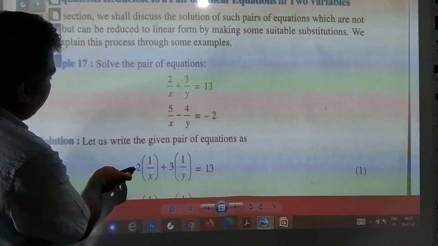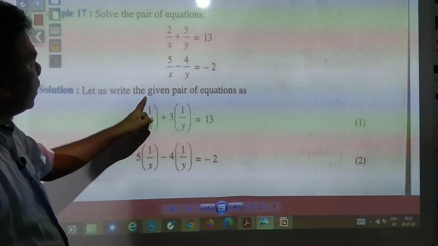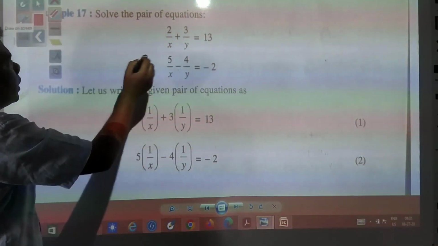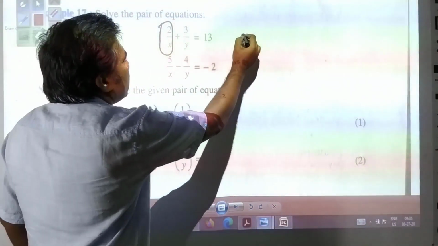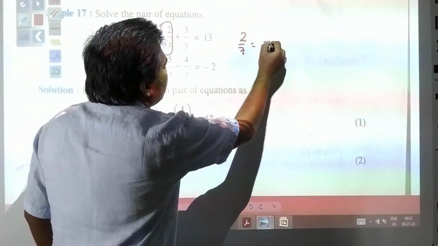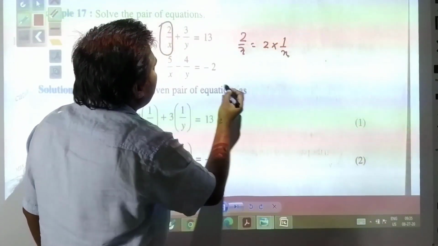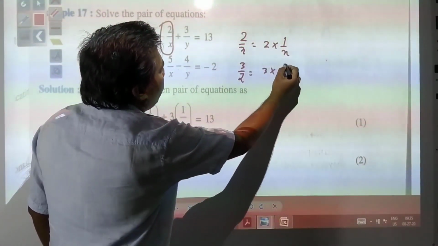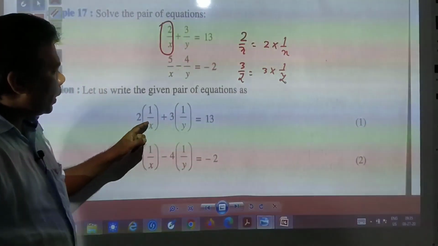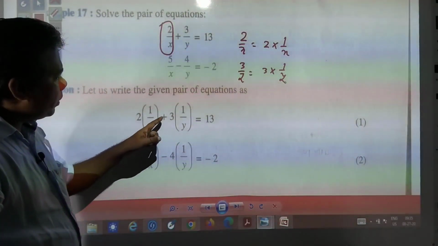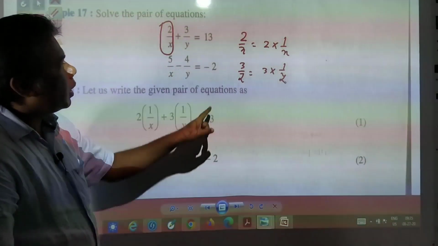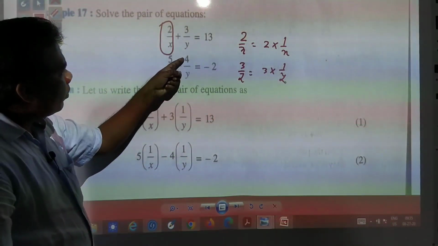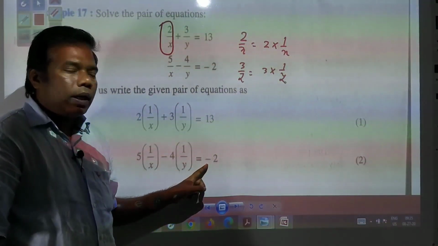So what is needed to be done here? Let us write the given pair of equations as follows. 2 by x can be written as 2 into 1 by x, and 3 by y can be written as 3 into 1 by y. So in the same way, 2 into 1 by x plus 3 into 1 by y is equal to 13, and 5 into 1 by x minus 4 into 1 by y is equal to minus 2.